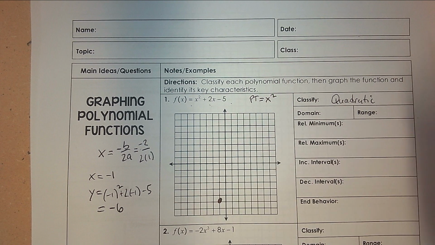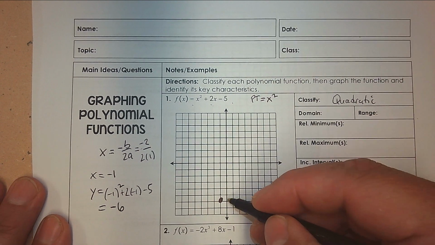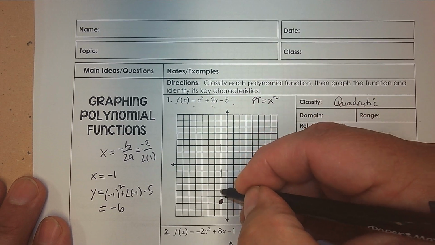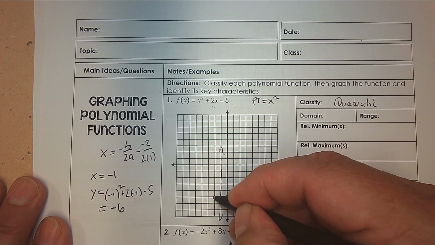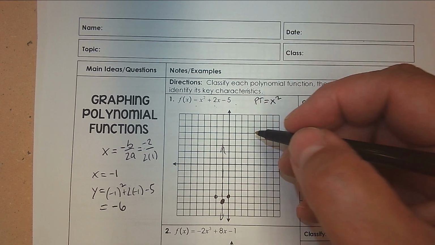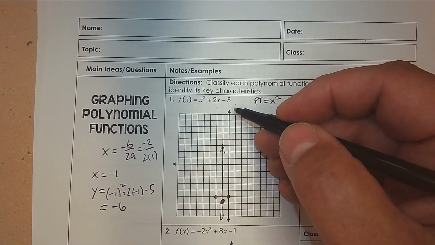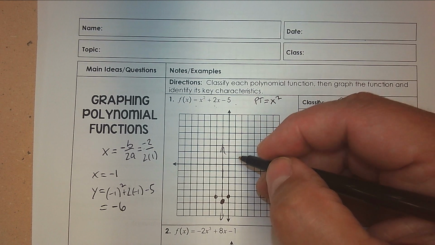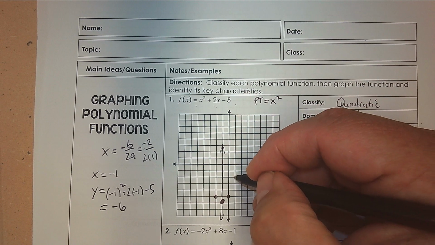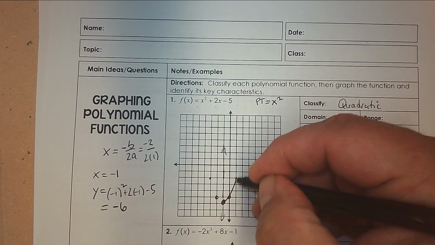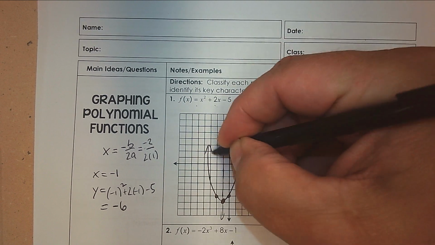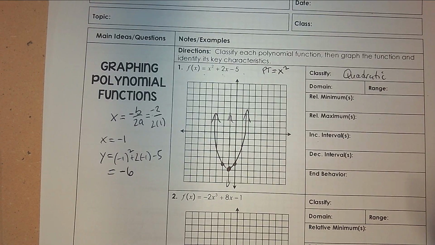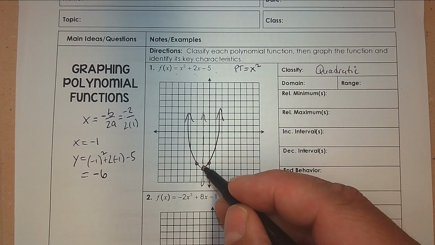You can then do a table of values if you like. So if I plug in 0, the answer is negative 5, and you can reflect over the axis of symmetry. If I plugged in 1, I get the answer negative 2, and that's enough for me. So there it is. If you use Desmos, you'd see the same picture. Desmos will also give you that turning point if you click on it.